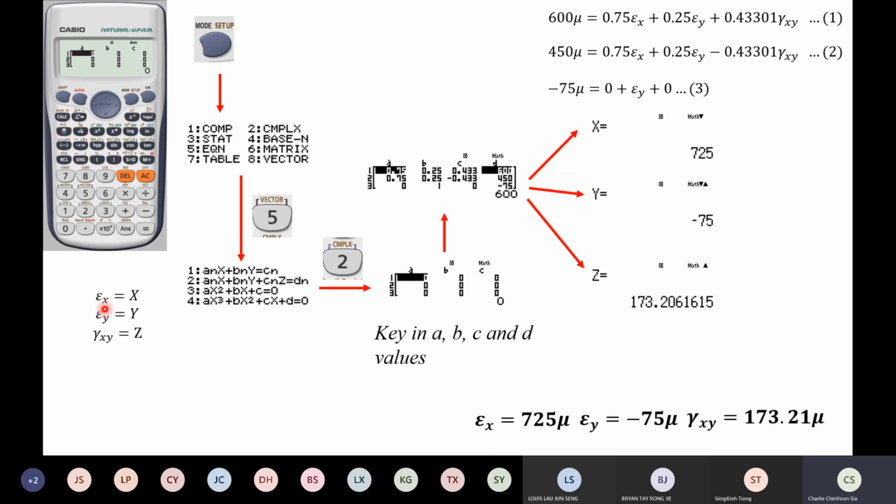As I mentioned here, strain x equals x. So from here, strain x value will be 725 micro. Strain y will be negative 75 micro, and shear strain XY will be 173.21 micro. Pretty easy, isn't it? It's not that hard, right? If you fully utilize your calculator, you can solve those three equations within 2-3 minutes. Save a lot of time.